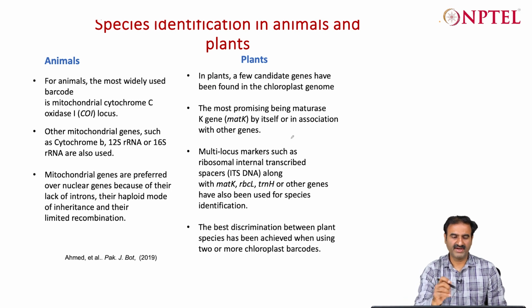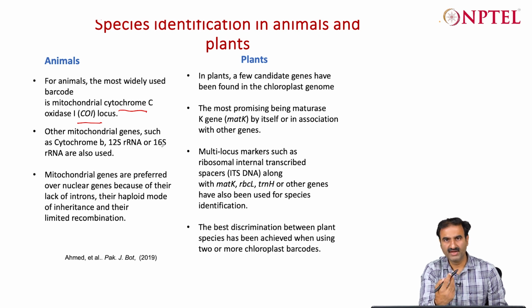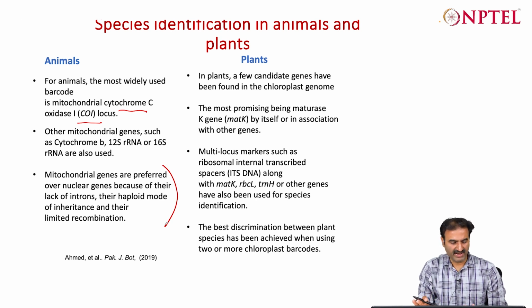Basically for animals it is the mitochondrial cytochrome C oxidase 1 (COI) locus. Or other mitochondrial genes such as cytochrome B, 12S ribosomal RNA or 16S ribosomal RNA are used. Mitochondrial genes are preferred because they give a fairly correct estimate of what species you are dealing with, and they do not have introns, which simplifies the problem. They also have a haploid mode of inheritance and limited recombination, which is helpful.